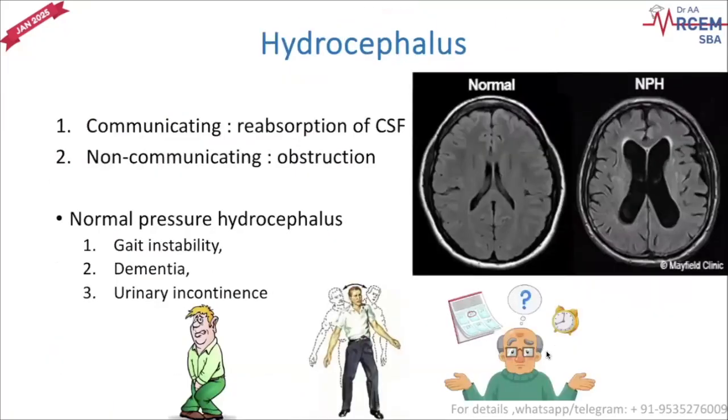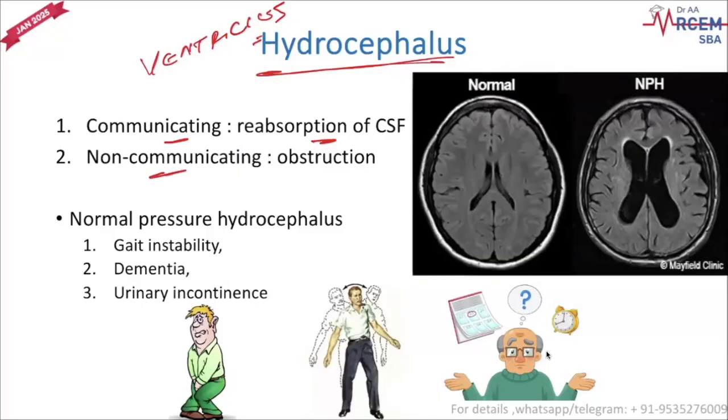Hydrocephalus. Hydrocephalus is basically increased pressure in the ventricles. Increased pressure in the ventricles might be because the CSF is not getting reabsorbed adequately. The communication between the ventricles, that is between the lateral ventricles and all your ventricles through the aqueduct, is fine, but reabsorption of the CSF is just not happening. That might cause raised pressure in the ventricles.